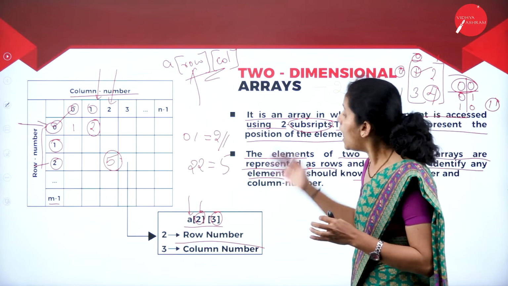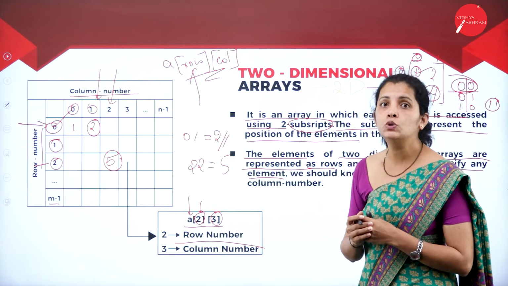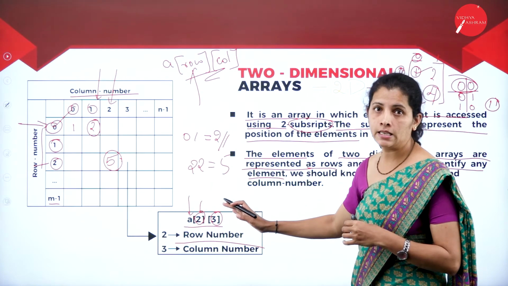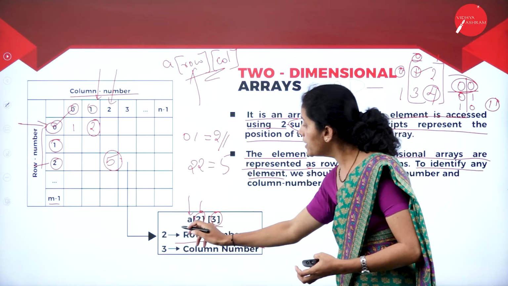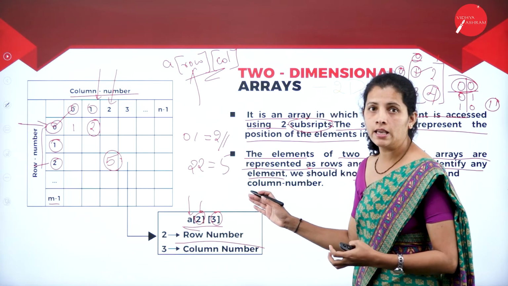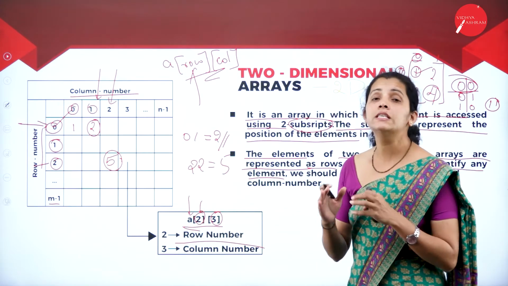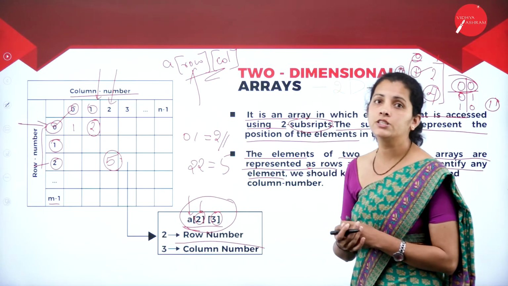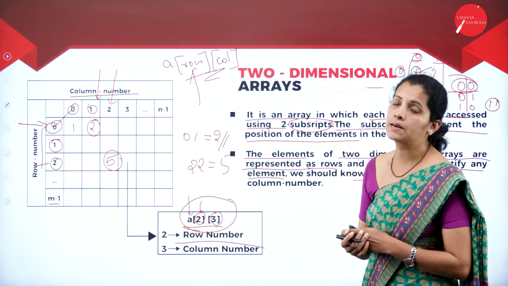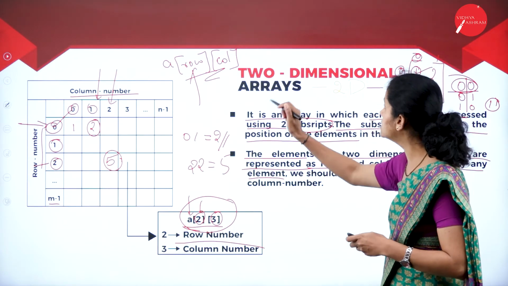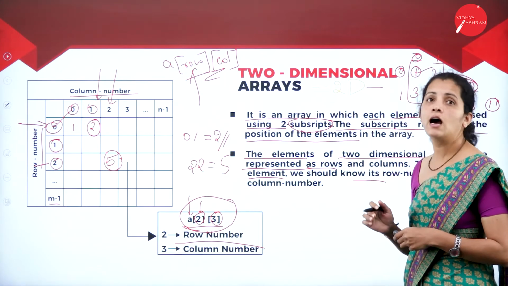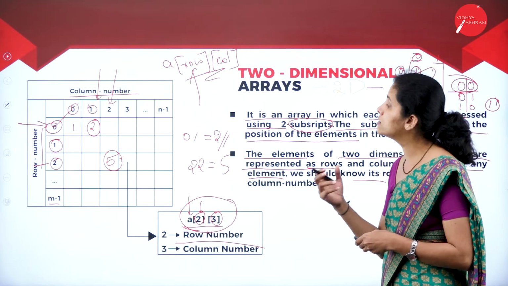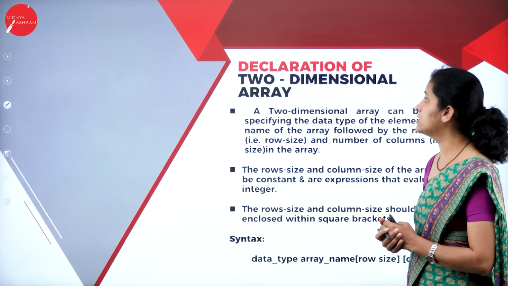Now tell me how many elements I can store in a 2 cross 3 matrix, that is 6. So here if I write A of 2 and 3, then I can store 6 different elements, and this kind of representation is called matrix representation. And the best example for two-dimensional arrays is matrix, that is two-dimensional matrix or three-dimensional matrix, etc.